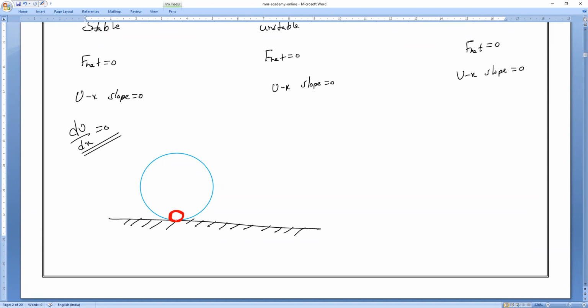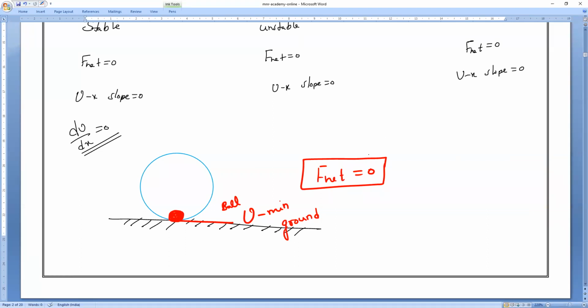Now observe very carefully. It is at the minimum, it is at the ground. So is it minimum potential energy or maximum potential energy? U is minimum, because it is on the ground. So first, we should make F net equal to 0. Then we can say whether the object is in equilibrium or not, and then what kind of equilibrium.